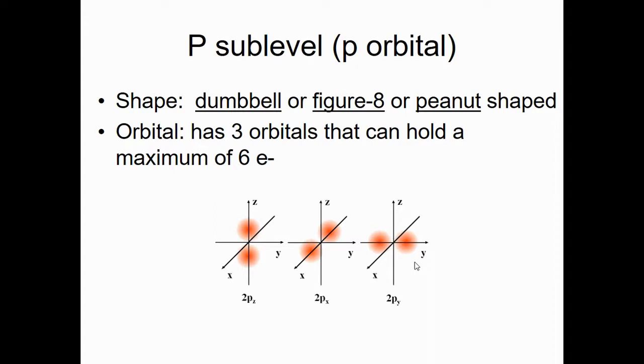Each one of these orbitals can hold 2 electrons for a maximum of 6 electrons. So you go to a higher energy level, they get larger.